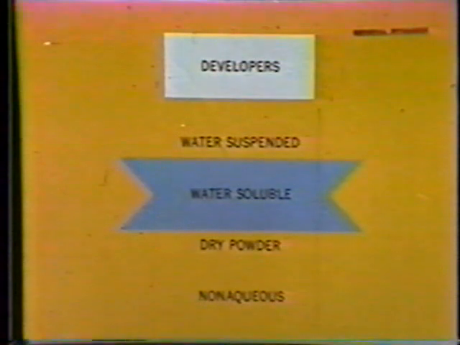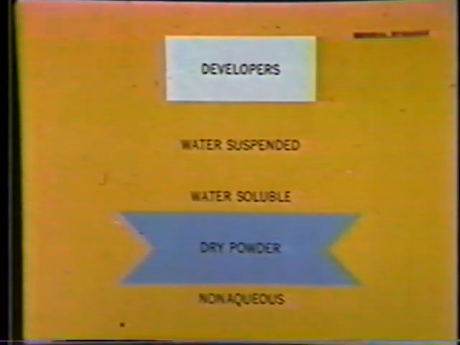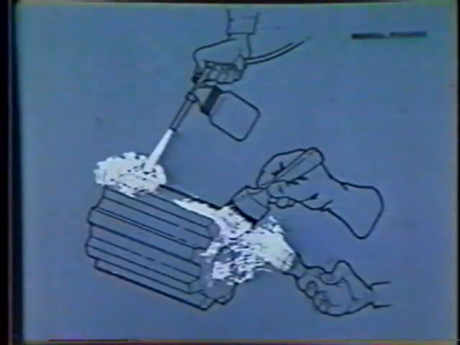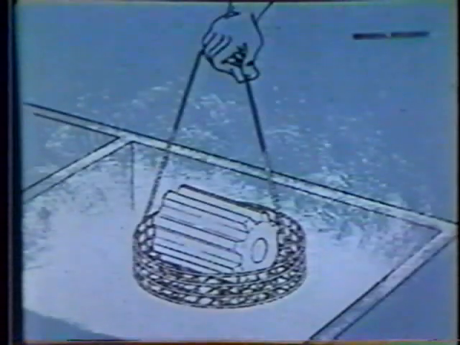A higher level of sensitivity is obtained with water-soluble developers. The developer is dissolved in water. Application is by dipping, pouring, or spraying. Dry powder developers have about the same sensitivity as water-soluble developers, the developer being a fluffy, chalk-like powder. Application is by powder gun, squeeze bulb, or soft brush, or by using powder-filled dip tanks or dust chambers.